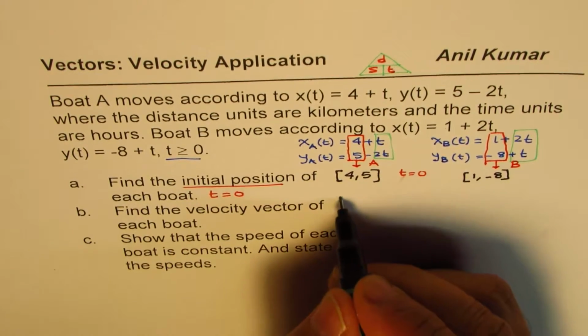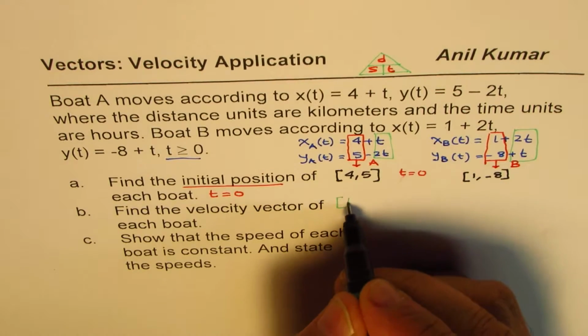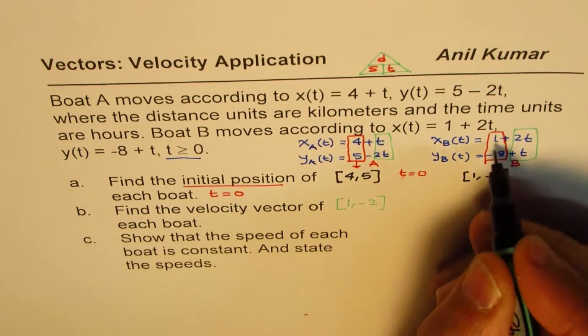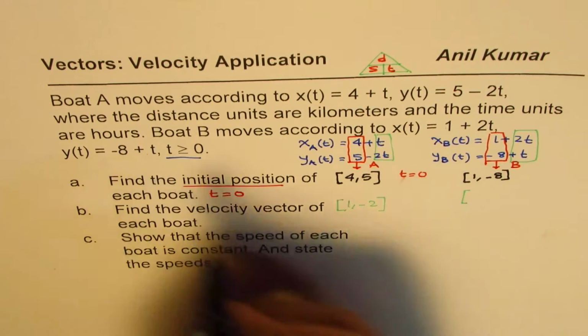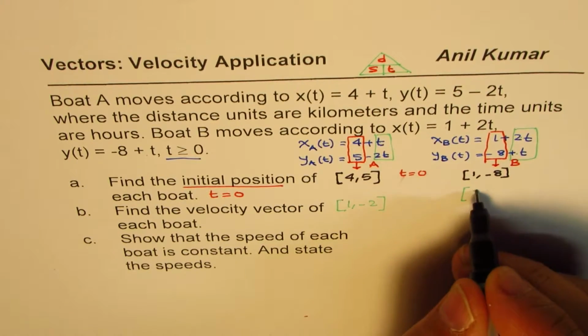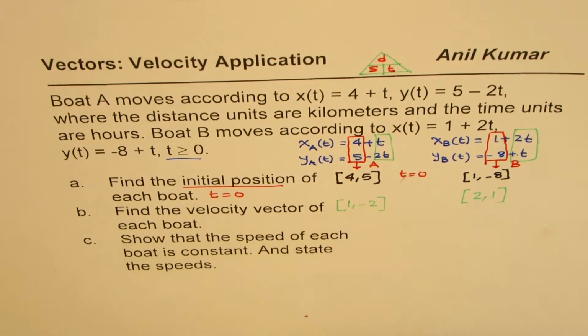So the velocity vector here is (1, minus 2). And for B, it is (2, 1). So it is 2, 1. That is the velocity vector.